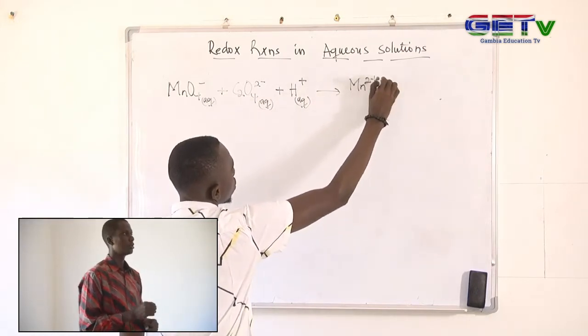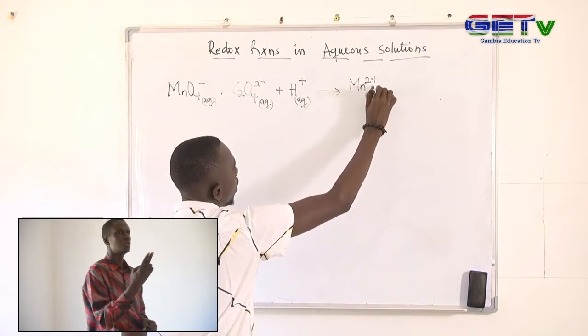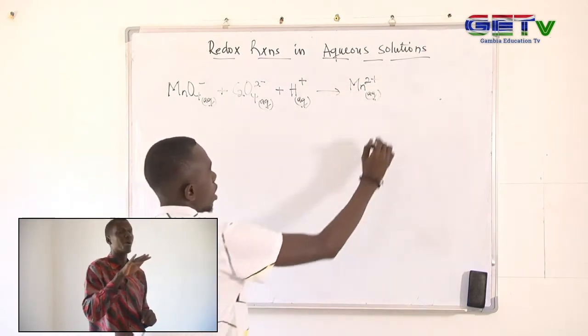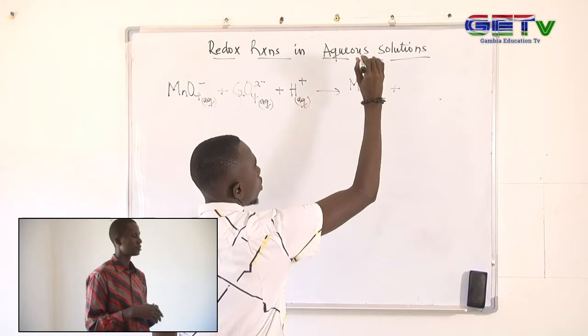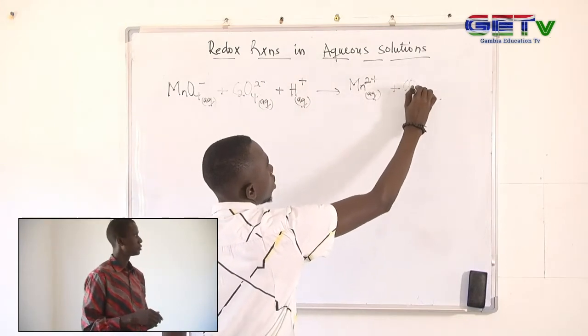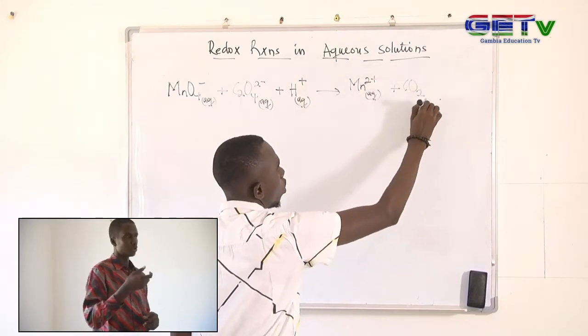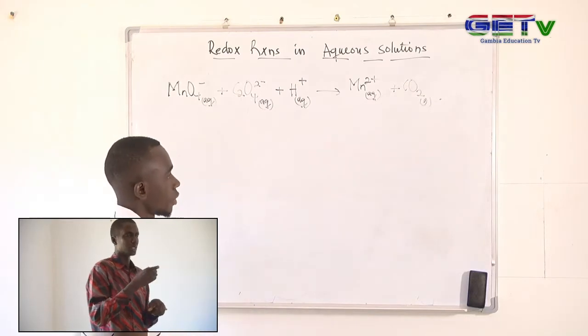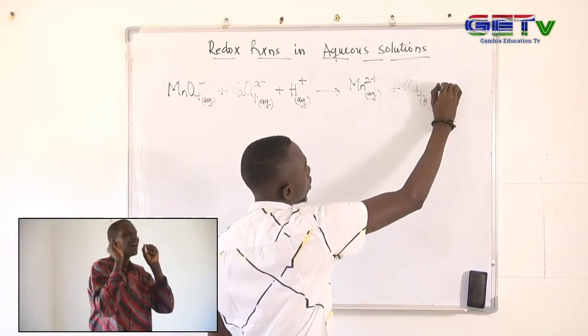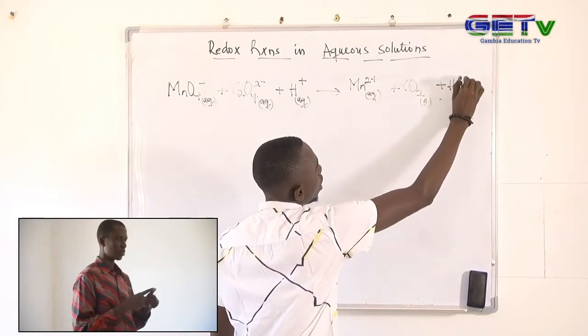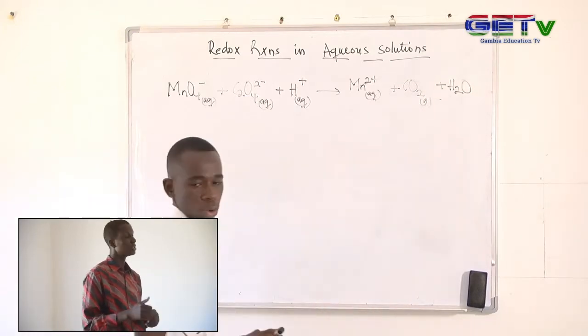manganese 2 plus in the form of aqueous, and also CO2, which is a gas. And finally, water molecule is also produced.